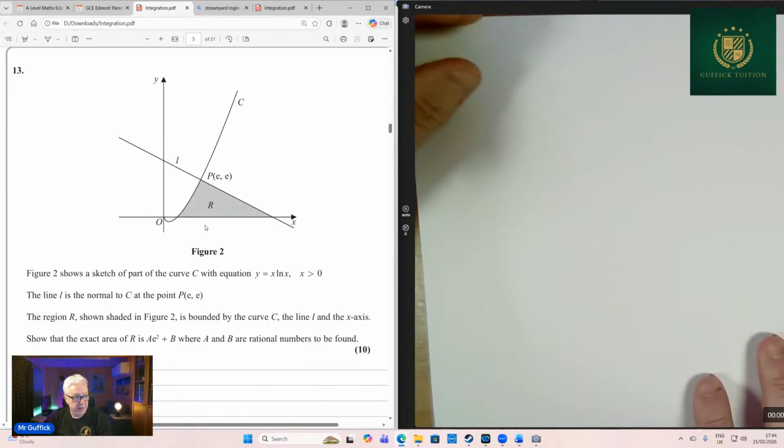Right, let's look at this one. So how on earth are we going to tackle this? We've got to try and find that area R.